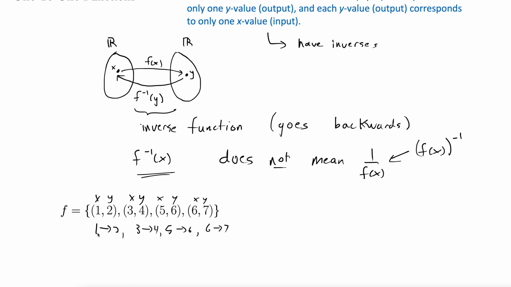And notice that every x value goes to only one y value. 1 goes to 2, 3 goes to 4, 5 goes to 6, 6 goes to 7. And every y value is hit by only one x value. There are no two different x values that both go to 2, or to 4, or to 6, or to 7. Thus, we would say this function is one-to-one.